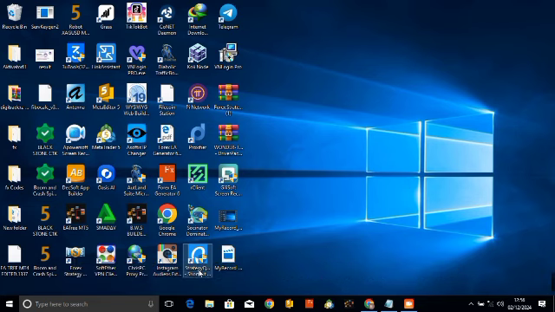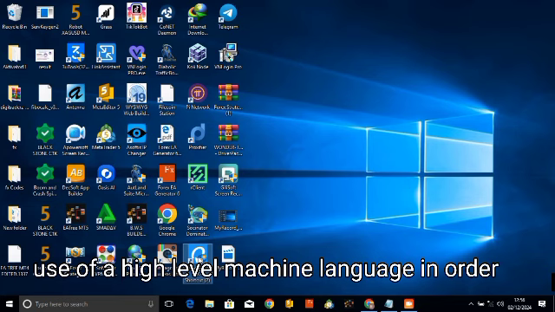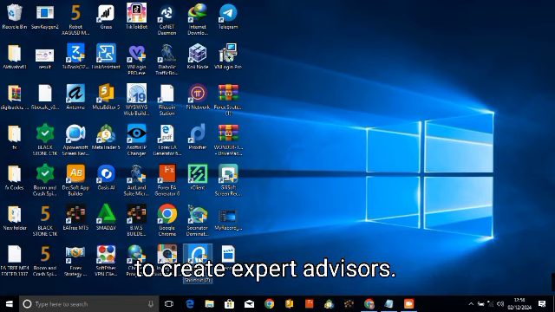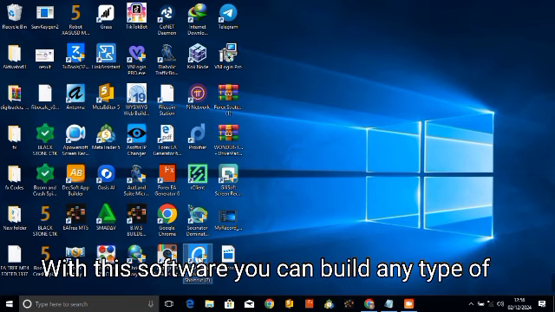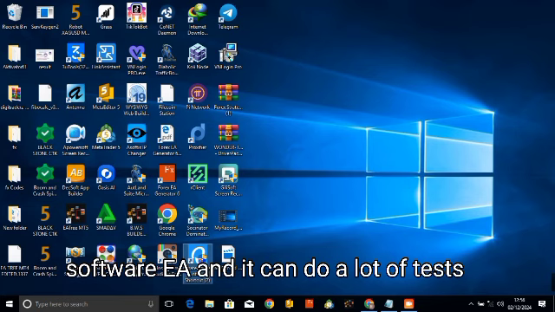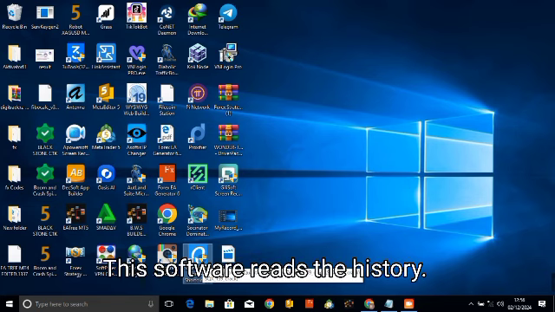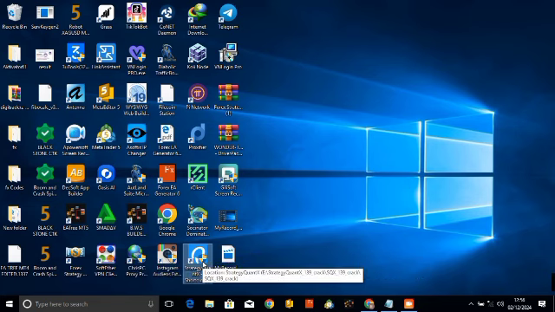Let's go to StrategyQuant X. This is highly advanced software that makes use of high level machine learning in order to create expert advisors. With this software, you can build any type of EA, and it can do a lot of things for the user. One, this software reads the history, it develops much.